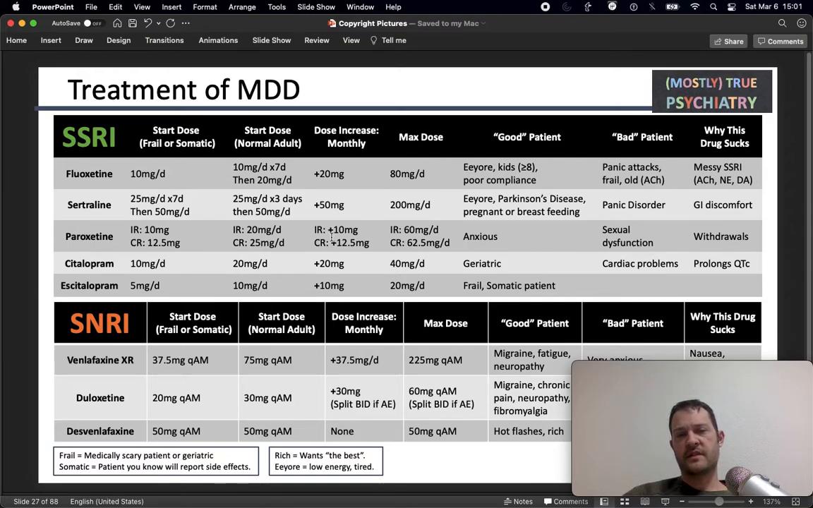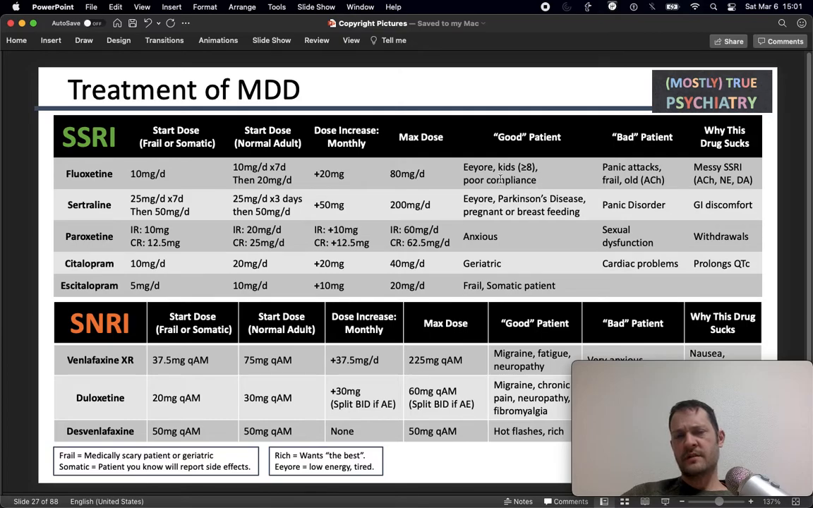This is basically your monthly increase for these drugs. Like Floccitine, you're going to go 20 milligrams a month is what I'm going to argue, and then a max dose where you don't go over that. You're just getting side effects, and if you want to get a placebo effect, do something that's helpful for a placebo effect. Have them go exercise or something.